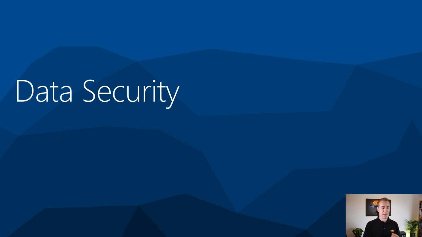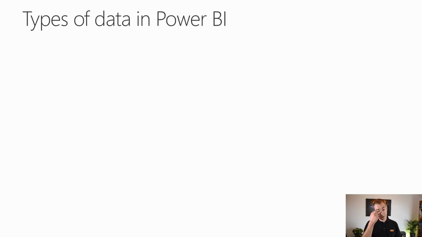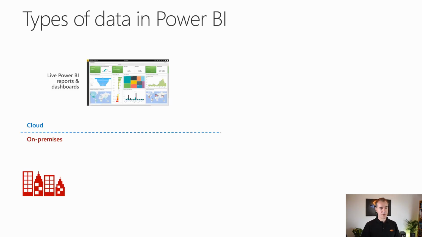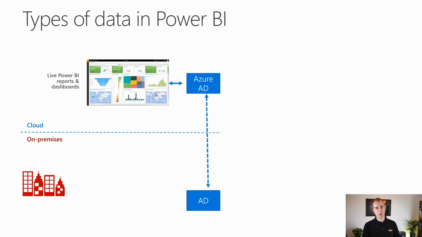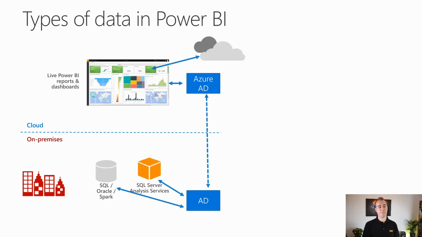So how is data inside of Power BI actually stored? There are several types of data in Power BI. Of course, you have data sitting inside of Power BI in a report and dashboard. You have the cloud and you have on-premise. First of all, you log into Azure Active Directory. We already saw that before. Potentially and probably your Azure Active Directory is synced to an on-premise AD. Potentially you have datasets sitting there, so you have a SQL or an Oracle or a Spark environment, and you have a SQL Server and Analysis Service environment. That uses a live connection or a scheduled refresh to get data into the cloud.